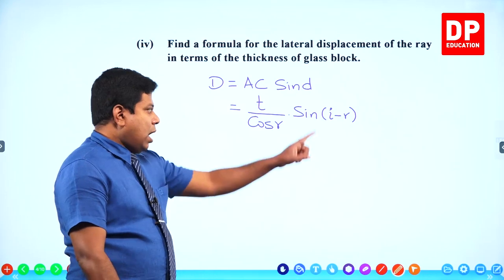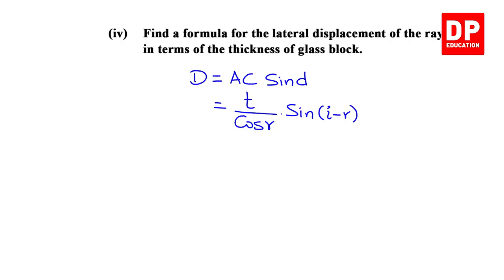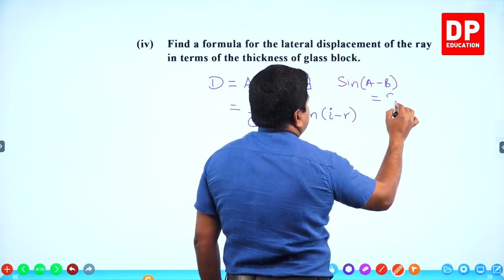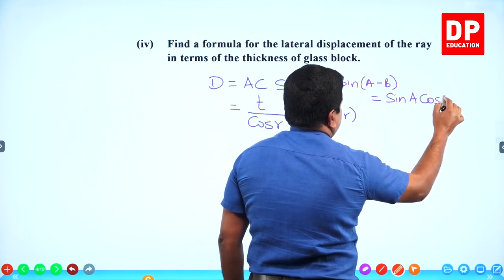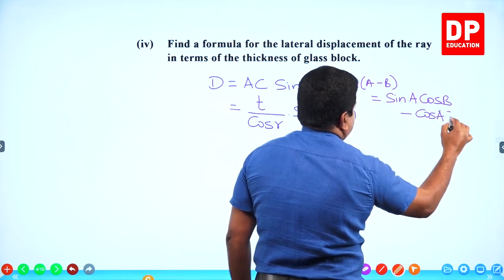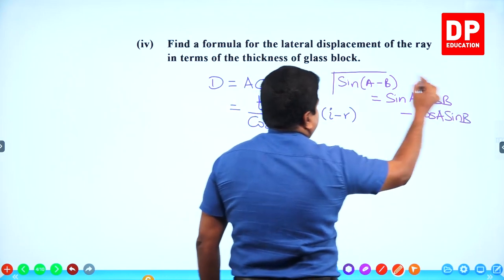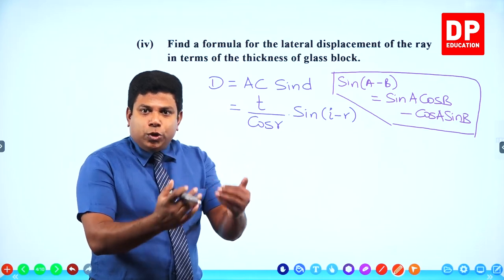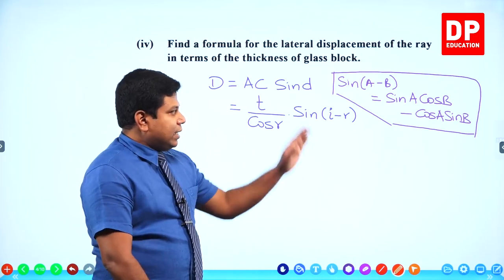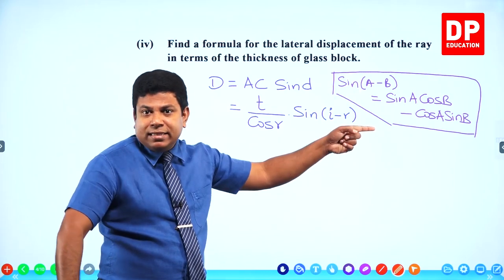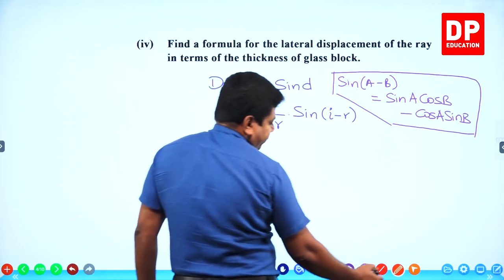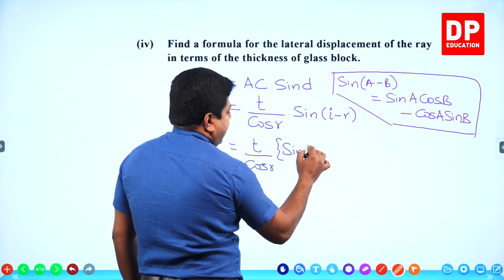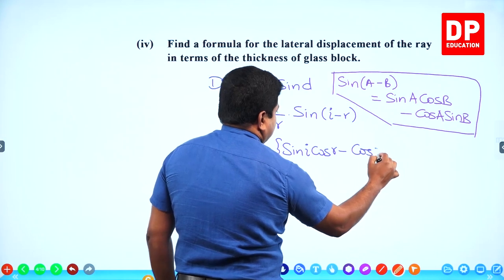I can expand this sine of I minus R. Do you remember? We studied something like this. Sine A minus B can be written as sine A cos B minus cos A sine B. We studied that expansion in theory. Some trigonometric outcomes that we need to use in physics, we studied already, even in mechanics theory parts. So let's use that expansion here. T divided by cos R, times sine A cos B minus cos A sine B.